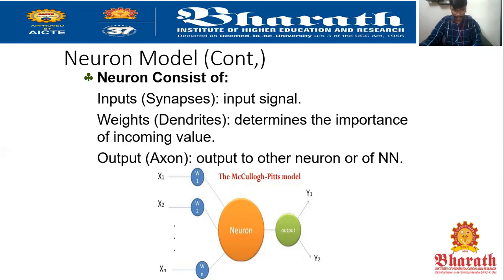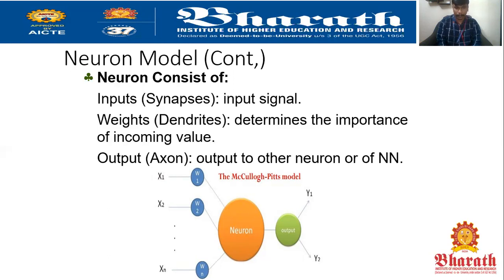So this structure is expressed as the McCulloch-Pitts model. The McCulloch-Pitts model is used to explain the simple construction of a neuron model. X1, X2, Xn are the inputs which are given to the input layer.